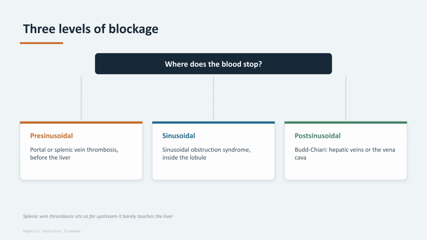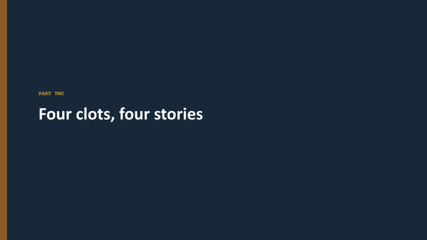The root question: where does the blood stop? The first branch is presinusoidal, before the liver. That is portal vein thrombosis and splenic vein thrombosis. The second branch is sinusoidal. The blockage is inside the lobule itself. That is sinusoidal obstruction syndrome. The third branch is postsinusoidal, the hepatic veins or the inferior vena cava. That is Budd-Chiari syndrome. And notice the outlier. Splenic vein thrombosis sits so far upstream that it barely touches the liver at all. Now the cases: 4 patients, 4 clots. We will do each of them the same way.